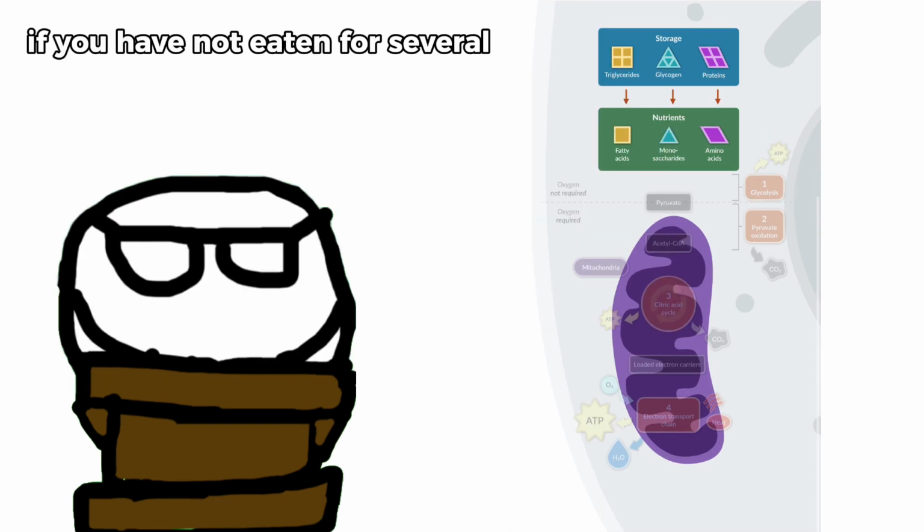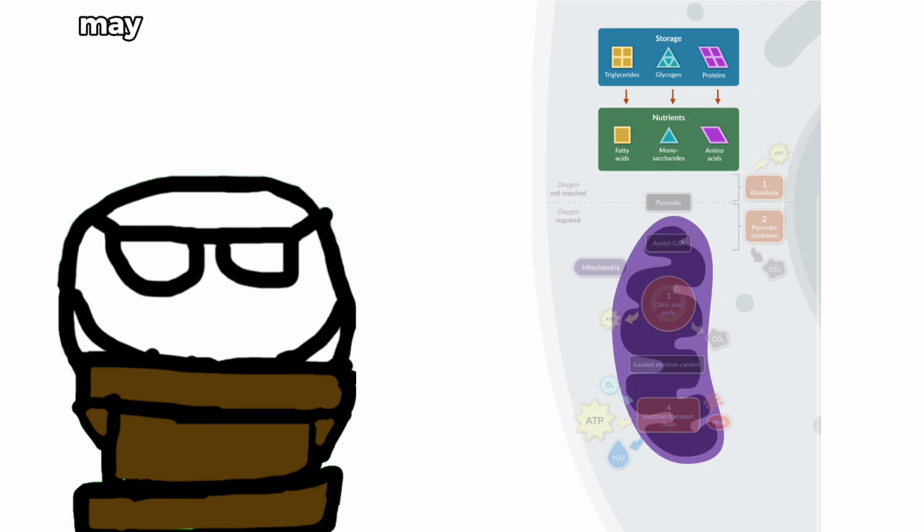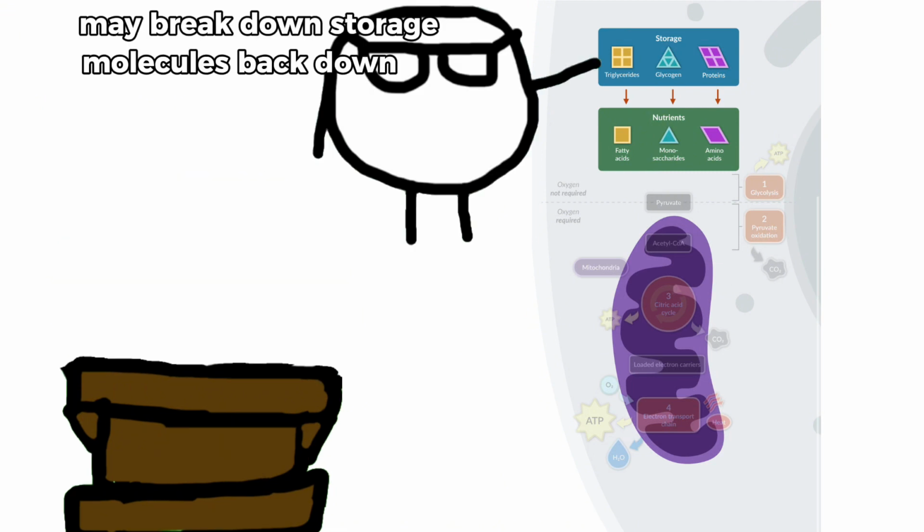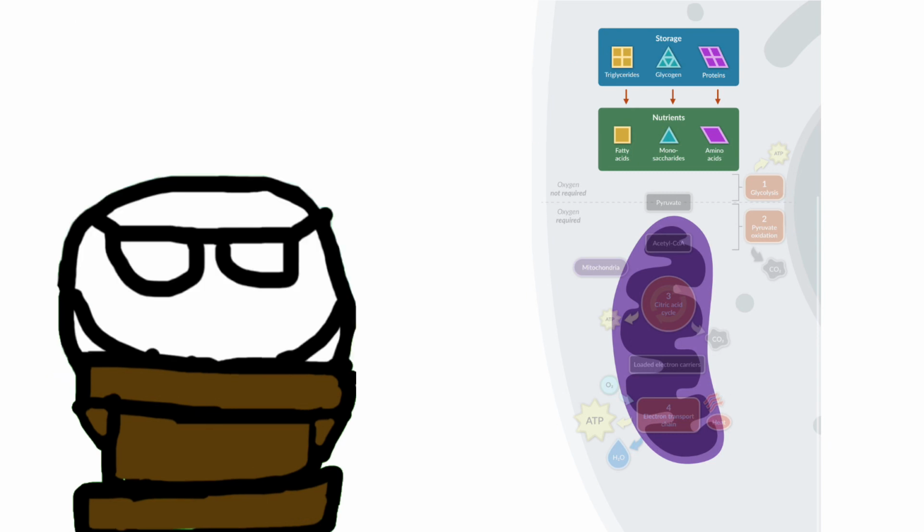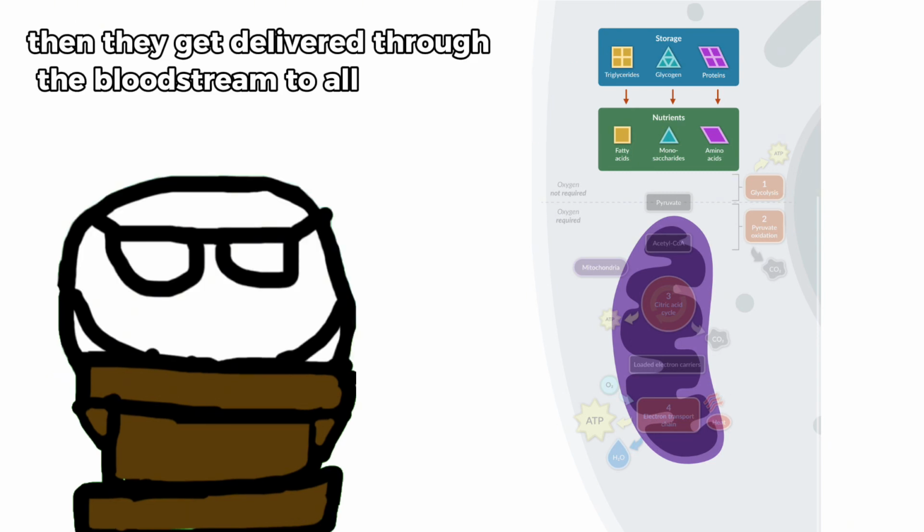If you have not eaten for several hours, your cells may not have enough nutrients to use for energy. Your body may break down storage molecules back down to nutrients to use. Then they get delivered through the bloodstream to all the cells.